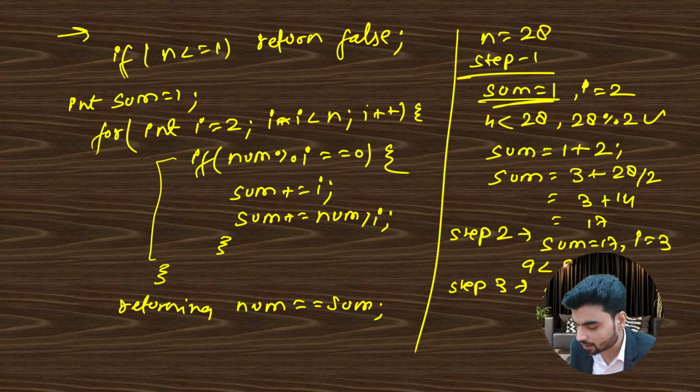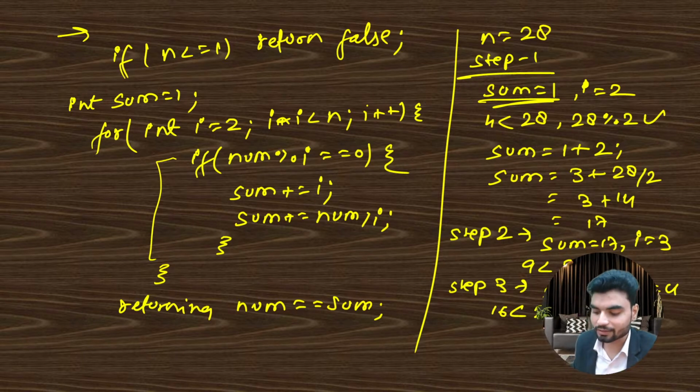Sum is again 17. But I is 4, right? So it's 16 less than 28. Yes, it is. Now come here. Check in the condition. Tell me, is 28 divisible by 4? Yes, it is. The condition is true. This condition is true. Yes or no?